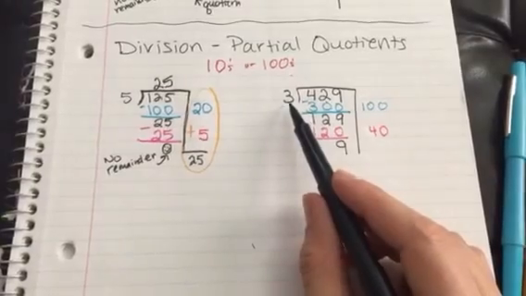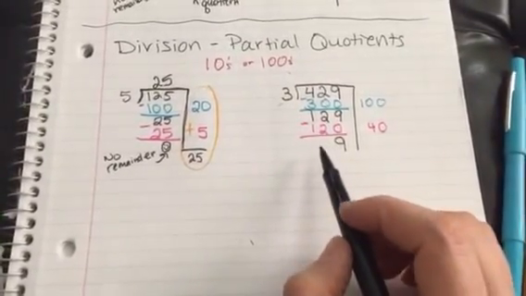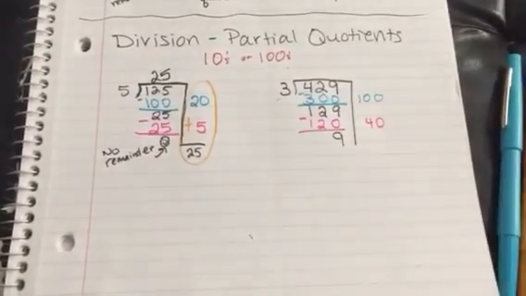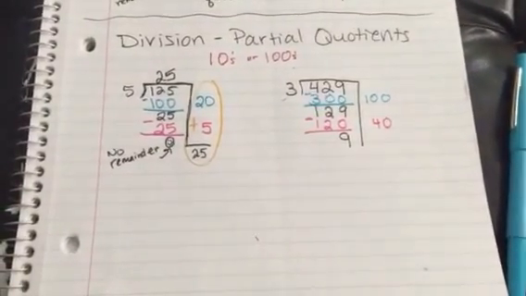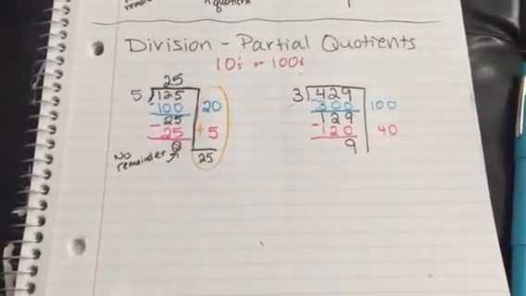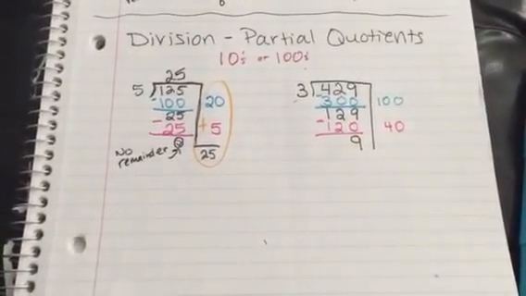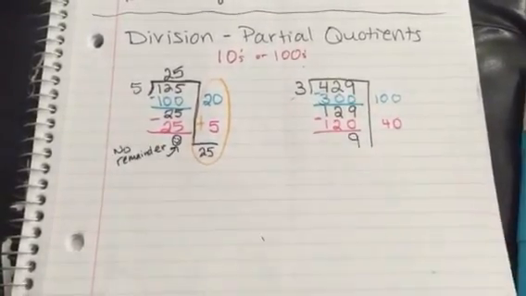So now I've got to think about, well, I can't do a 10. I can't do 100 because I only have 9. And if I did 10 times 3, that would be 30, and that's far too great for me to divide by. So I'm going to think about my regular multiples of 3. 3 times 1 is 3. 3 times 2 is 6. And 3 times 3 is 9.